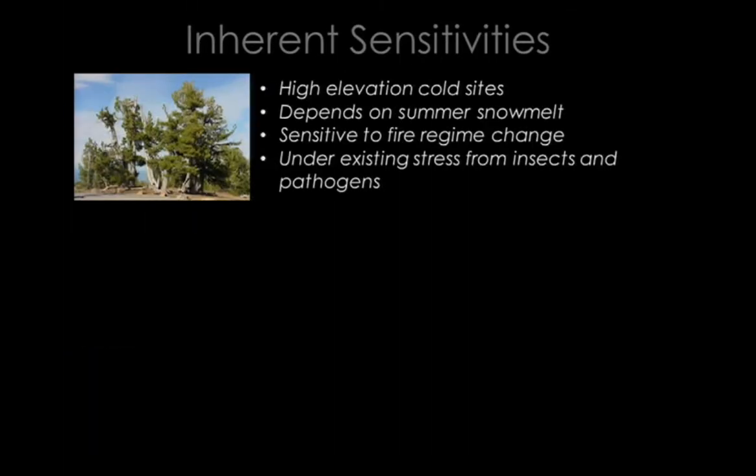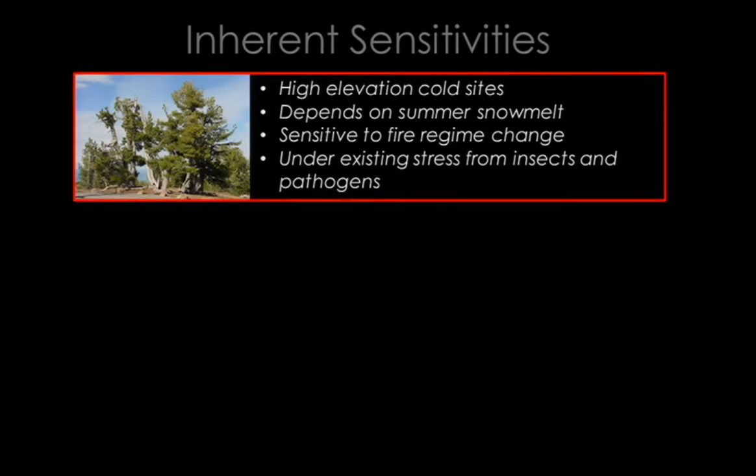So I'm just going to start out by giving you a couple highlights for each of our case studies on some of these different categories. So for inherent sensitivity, we did already get a little bit of insight into whitebark pine, but it's a species that depends on high elevation cold sites and depends on summer snowmelt for seedling establishment. So both of those things are not helpful through the lens of climate change. The species is also sensitive to changes in fire regime and is under existing stress from mountain pine beetles and from blister rust pathogen. So based on that information, the species gets a very high sensitivity ranking.